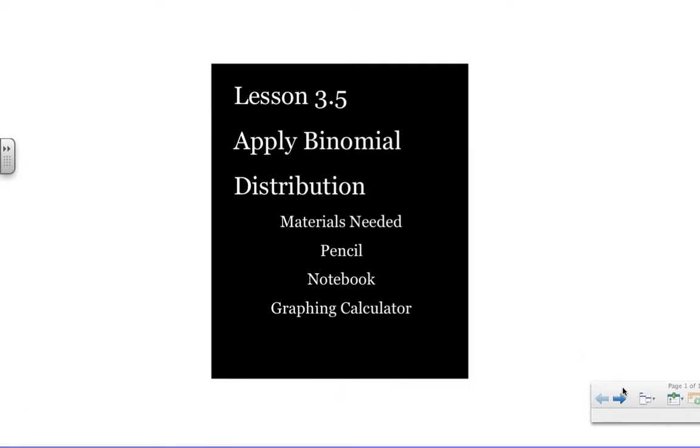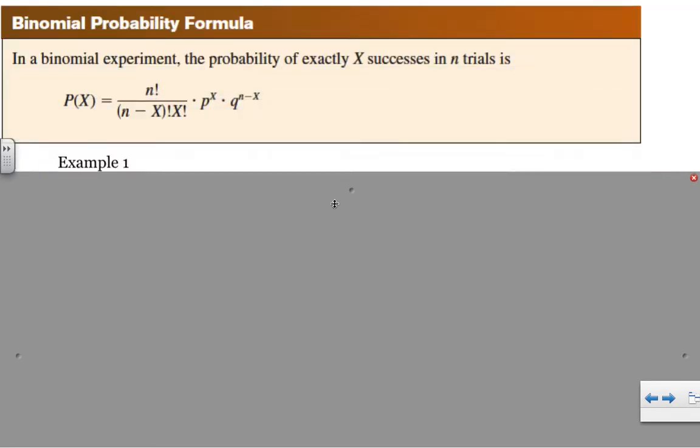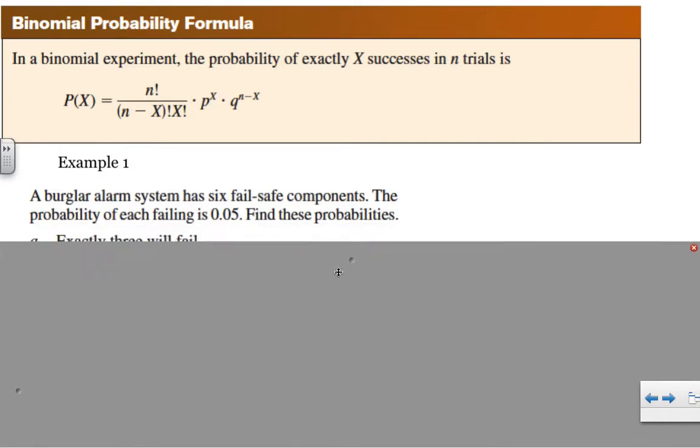Okay, we're still using the same formulas or tables that we used yesterday. We're simply going to apply it to word problems. So starting with example 1. Here's the formula again, so you have it. Okay, we're going to start here.